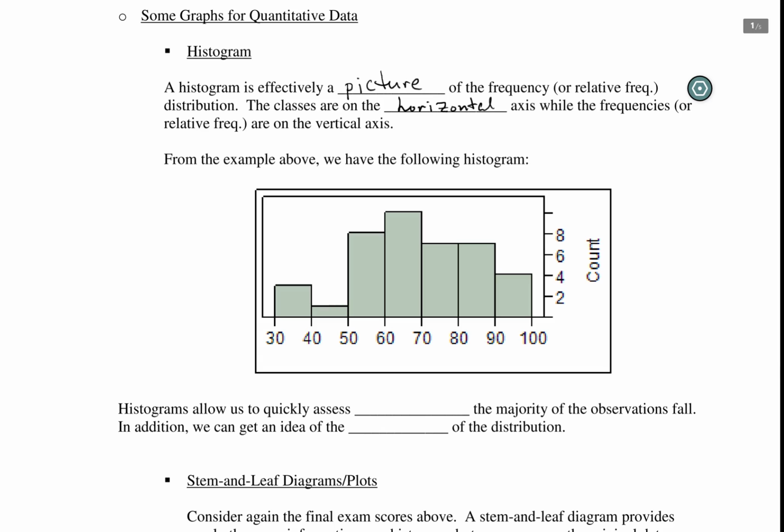A thing about histograms, what does it do? Well, it allows us to quickly assess where the majority of the observations fall, the location of most of the data. We can see that there's a big chunk of grades between 60 and 90, or between 50 and 90. We also get an idea of the shape of the distribution that generated the data.